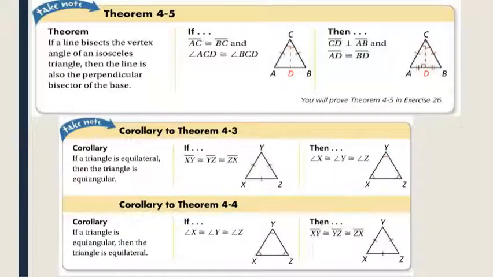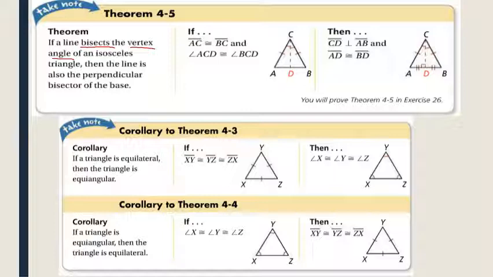All right, theorem 4.5. If a line bisects the vertex angle of an isosceles triangle, then it's also a perpendicular bisector of the base. So let's just unpack this for a second. Bisect means cut in half. So if a line cuts the vertex angle. Now remember, we have base angles and vertex angles. Base angles in an isosceles triangle are the angles that are congruent.